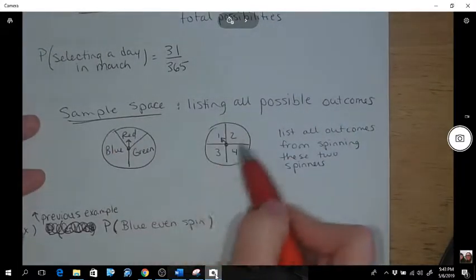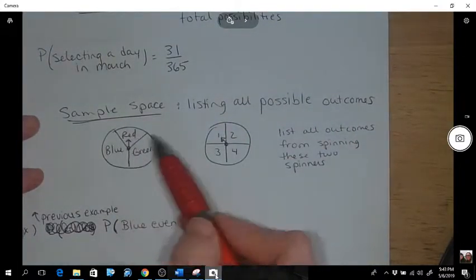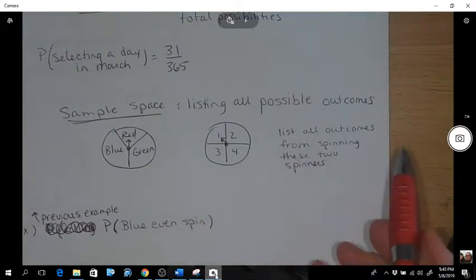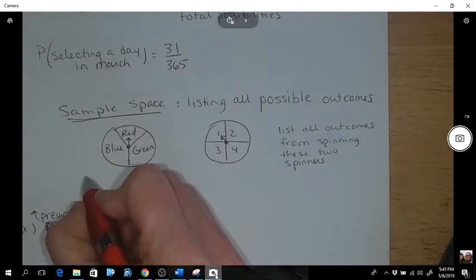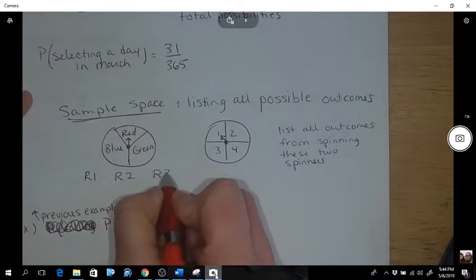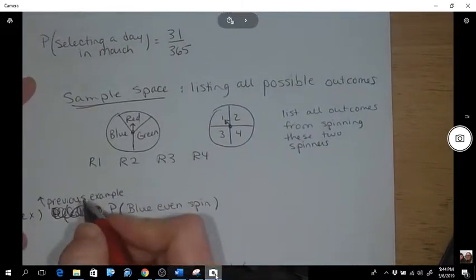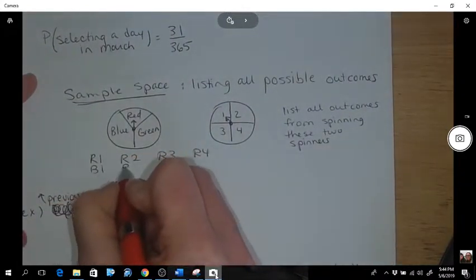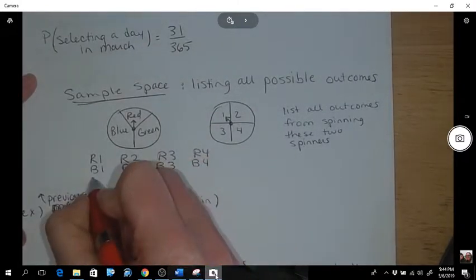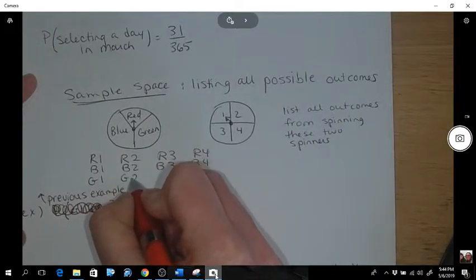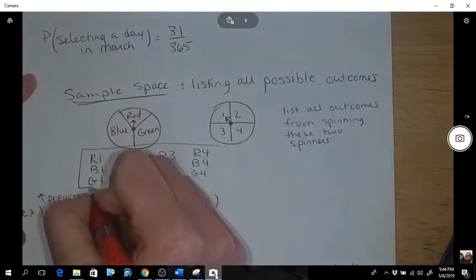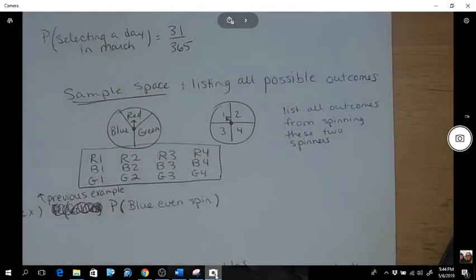So I have two spinners here, a red, blue, green, and a 1, 2, 3, 4. List all the outcomes from spinning these two spinners. I could possibly have rolled a red 1, a red 2, a red 3, or a red 4. I could have rolled a blue 1, a blue 2, a blue 3, or a blue 4. Or I could have rolled a green 1, a green 2, a green 3, or a green 4. So that is my sample space.